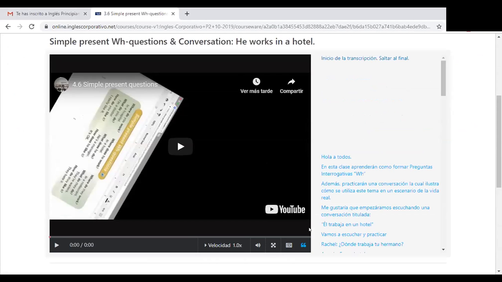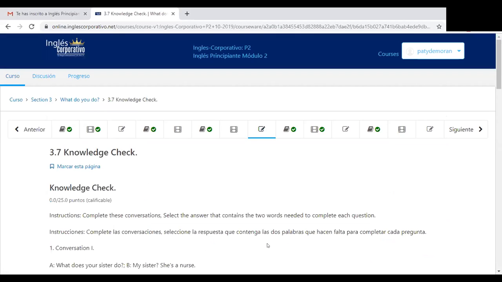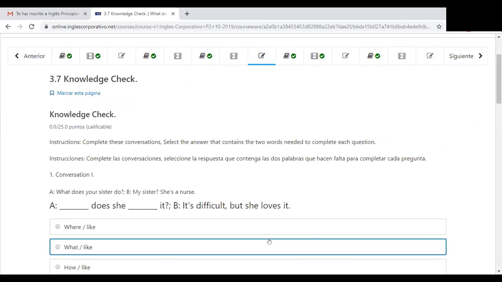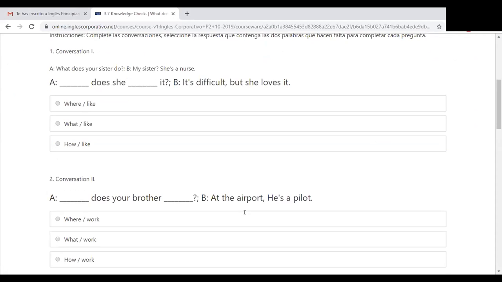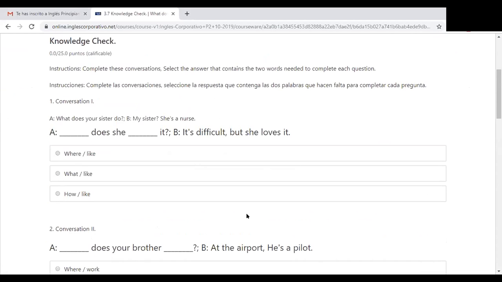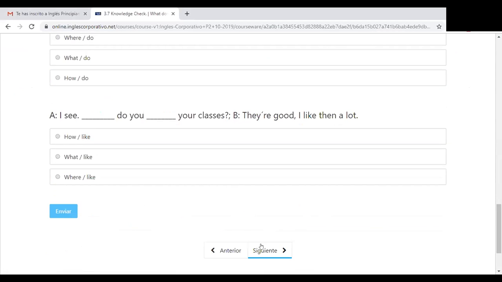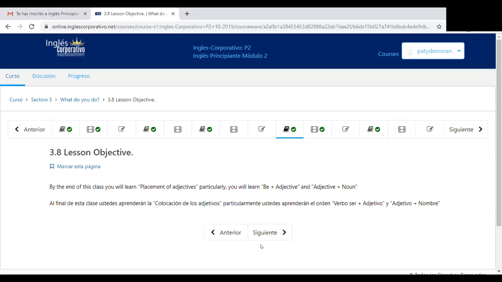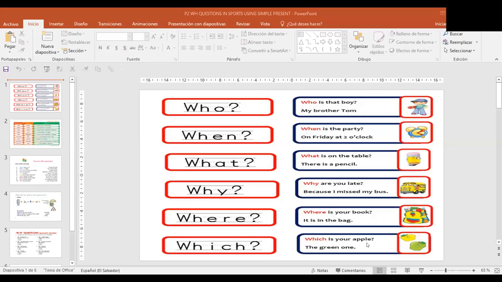So in the platform, you have this simple present WH question and conversation video. I will ask you to go and play and listen and watch as much as you can. And then you will go to 3.7 knowledge check, okay? That's what we are going to do today. And if possible, we will advance a little bit more to the B plus adjectives and adjective plus noun. So we are going to try to have this topic introduced today. So we are going to do our best advancing. I'm going to stop sharing here and I'm going to share my presentation that I have for you, okay? Can you watch my screen, my dears? Yes.